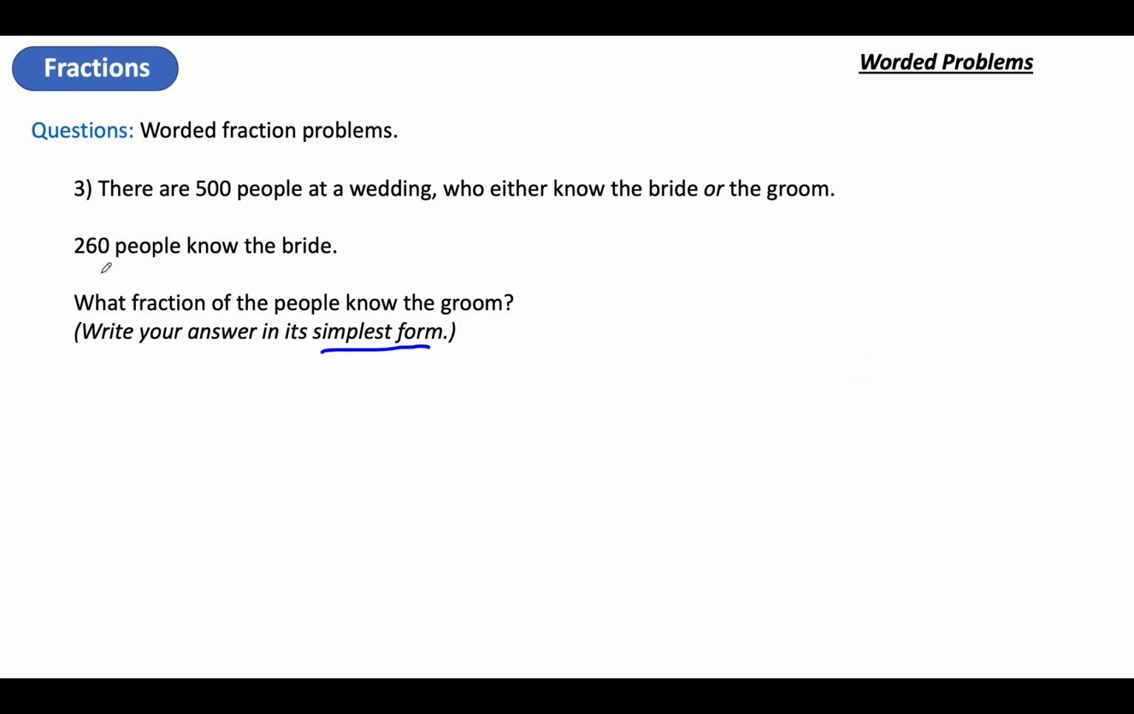We have unpaused. There are 500 people at a wedding who either know the bride or groom. They definitely don't know both. 260 people know the bride. I wonder how many people know the groom. In that case, how many people know the groom? Well, that'll be 500 take away the 260. When I do that, I am left with 240. So those are the people that know the groom.